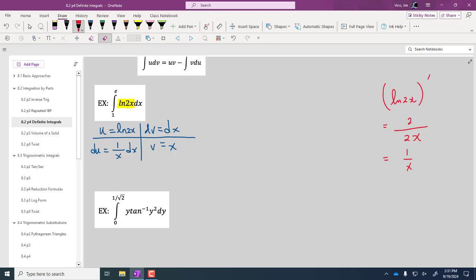All right, so let's go with our voodoo here. So uv, that's going to be x ln 2x. And now we're going to put the evaluation stuff here, 1 to e. So the uv has to be evaluated on the interval 1 to e. uv minus the integral from 1 to e. Voodoo, bottom row. Ooh, x divided by x is 1. So we end up with just a dx.